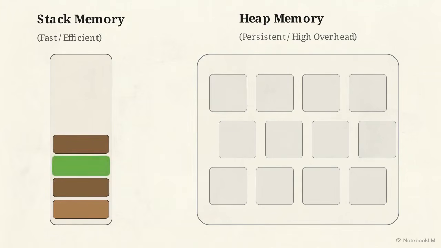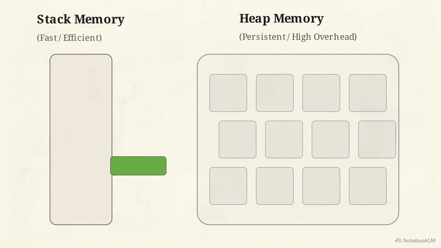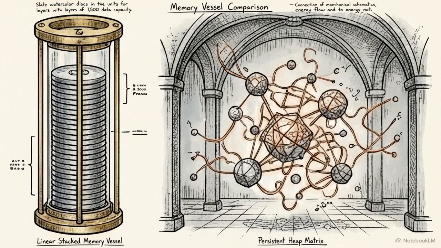To resolve this, V8 identifies which variables are captured by closures. It detaches those items from fast stack memory and migrates them to the heap, ensuring accessibility. Closures force the runtime to make a structural compromise. The engine deliberately trades stack efficiency for heap persistence, strictly to maintain the lexical integrity of your code.